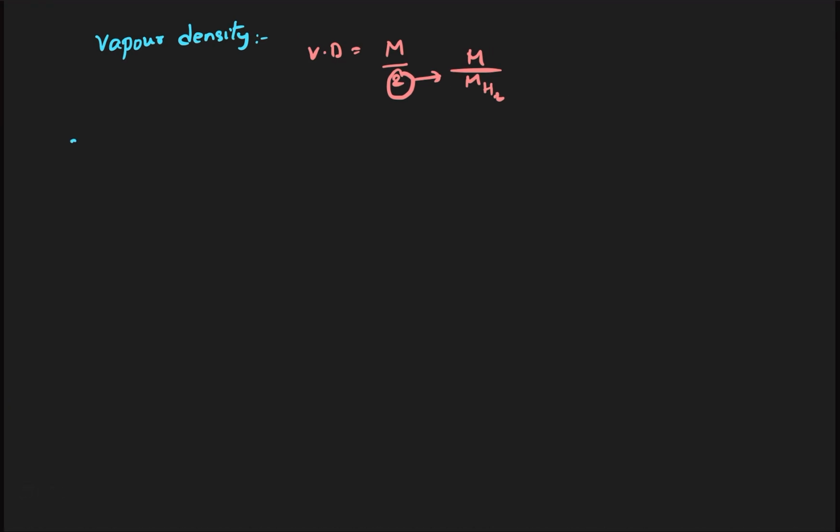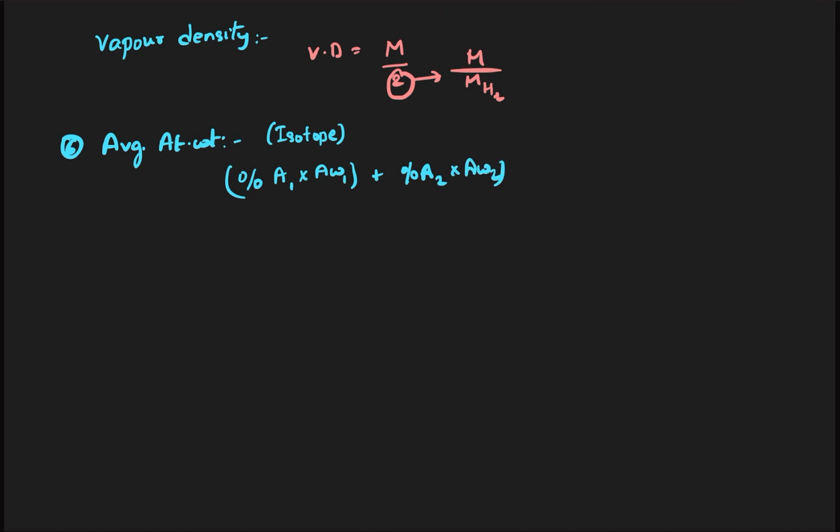What is the average atomic weight? Average atomic weight is based on the percentage abundance, how much of a compound is present. It is used mainly for isotopes; they will give you how much percentage of an isotope is present. So it is the percentage abundance of any isotope into the atomic weight of that isotope, plus the percentage abundance of the second into the atomic weight of the second, plus the percentage abundance of the third into the atomic weight of the third.